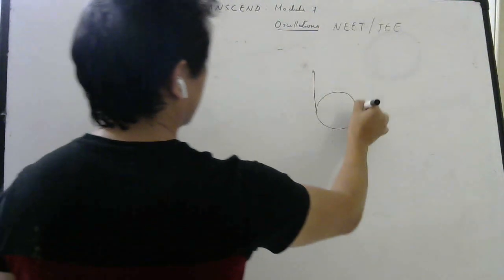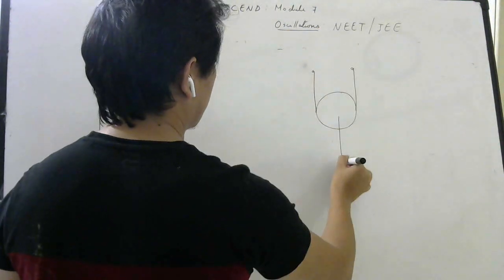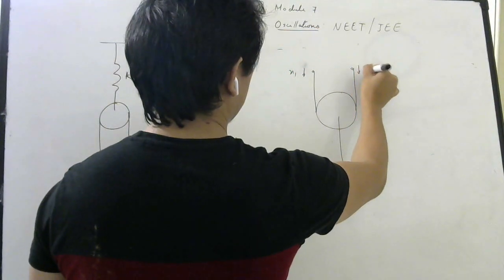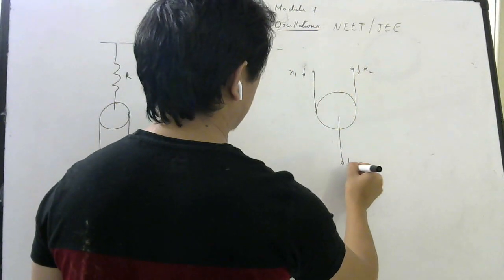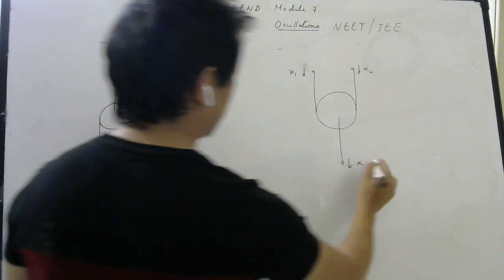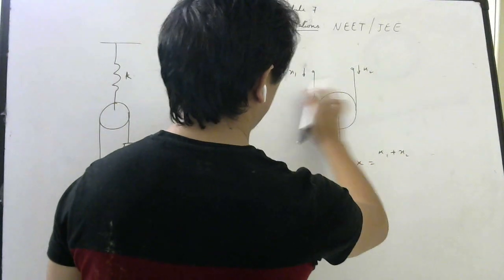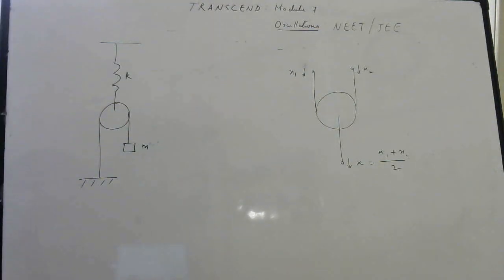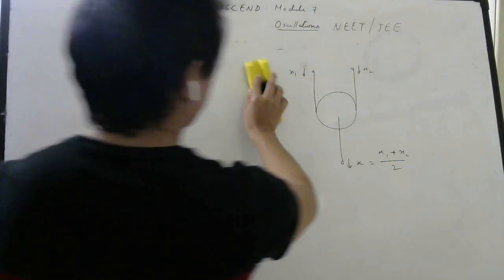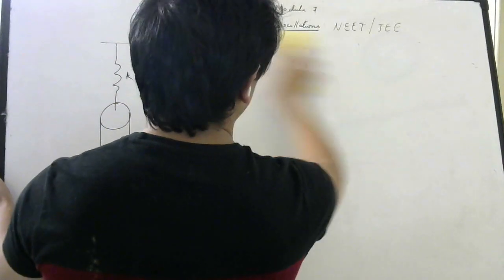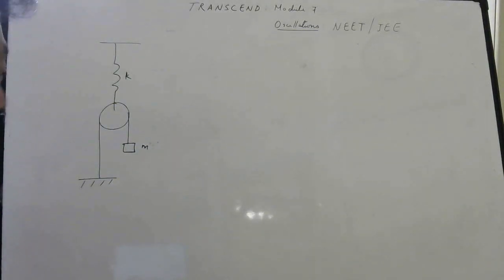Another thing you have to understand is constraint relations, and that is if you have a pulley and here you have strings connected. If this end has displacement x1, this end has displacement x2, and this end has displacement x, then this will always be equal to the mean of the displacement of the two ends, x1 plus x2 by 2. Okay, so these things we study in laws of motion. This is the oscillation chapter, so we will not be discussing this in detail. If you have forgotten about this, let me know, I will revise this also.